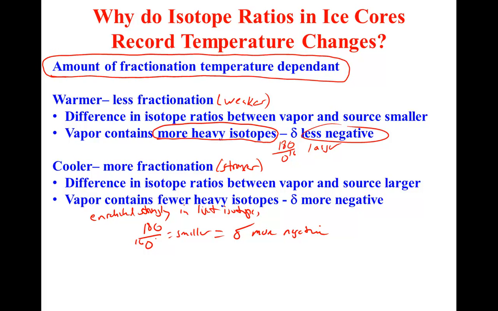Conversely, at colder temperatures, the fractionation effect is stronger. It gets much harder to get the heavy isotope to evaporate and into the vapor. The ratio of heavy to light isotopes gets smaller as a result, and our delta values become more strongly negative.